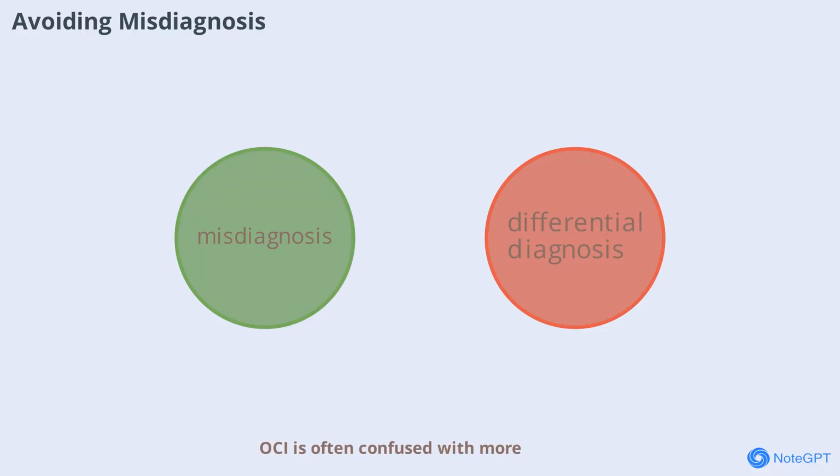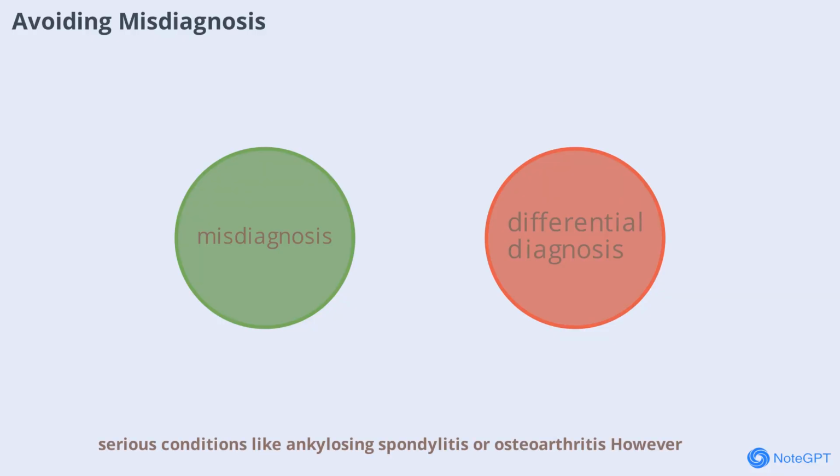OCI is often confused with more serious conditions like ankylosing spondylitis or osteoarthritis. However, the lack of joint space narrowing, erosions, or abnormal lab findings should prompt clinicians to consider OCI. Accurate diagnosis avoids unnecessary medications and invasive procedures, ensuring patients receive appropriate, conservative care.